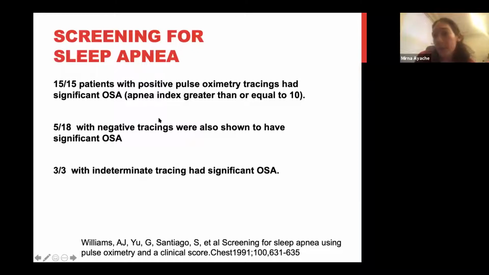And 15 out of 15 who had a positive waveform actually had sleep apnea. So if your waveform shows sleep apnea, this patient probably does have sleep apnea. Even the indeterminate ones had sleep apnea, and even some of the negative ones also had sleep apnea. So that doesn't go very well for screening, because it tells you that if you find it, it's there, but if you don't find it, it might still be there as well. It does not look like a good screening tool, but it is something that you could use to determine the likelihood of having sleep apnea or not.